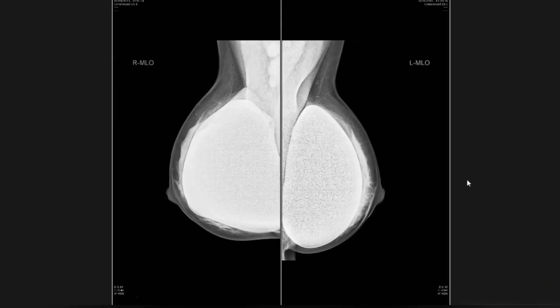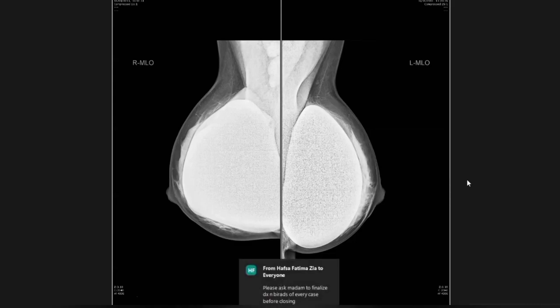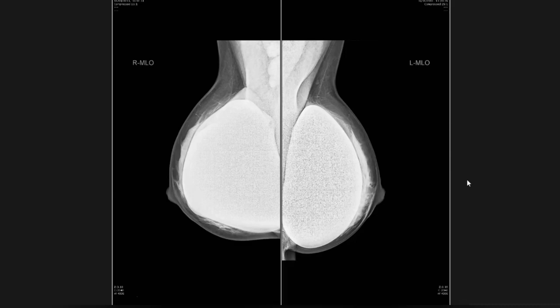These are the bilateral silicone implants of the patient, in which I can see that the silicone implants are not regular along their upper and lower region in the MLO view, which is provided to me, and soft tissue haziness is also evident along the upper part of the bilateral pectoralis major muscles.